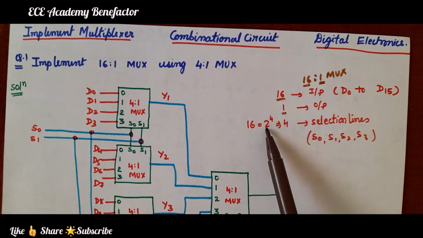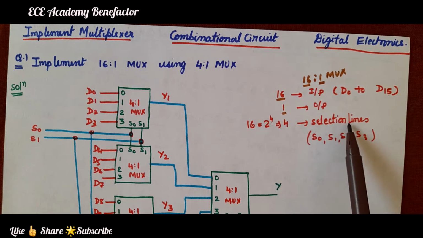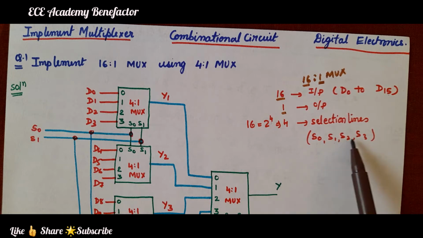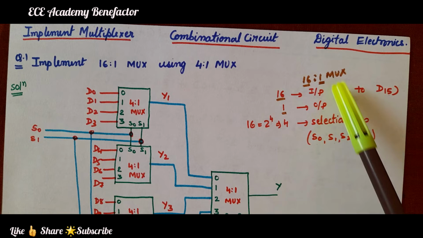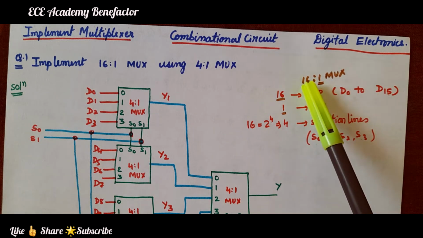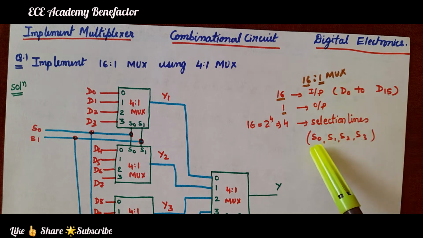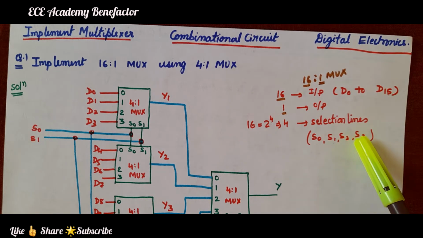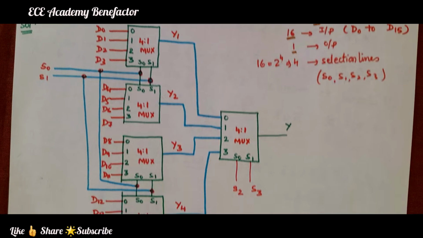16 can be written as 2 to the power 4. So, it is having 4 selection lines. They are S0, S1, S2, S3. So, 16:1 mux is having 16 input lines D0 to D15, one output line and 4 select lines S0, S1, S2, S3. Okay. So, here we have used 5 4:1 mux.